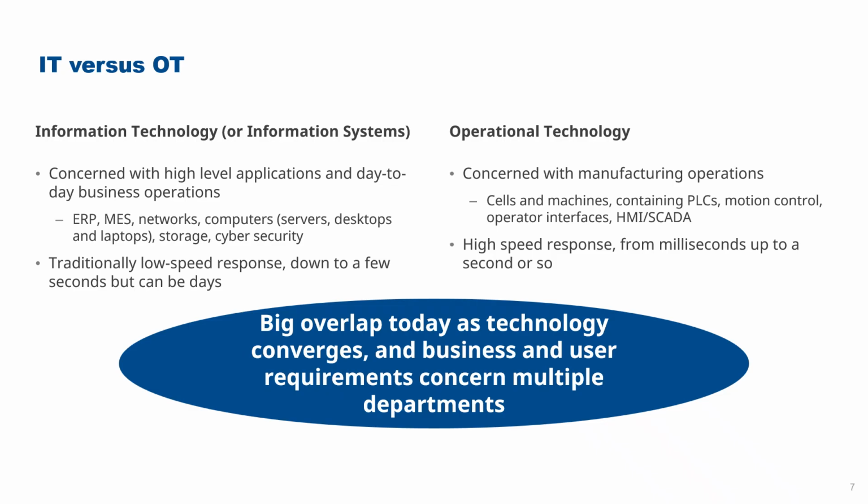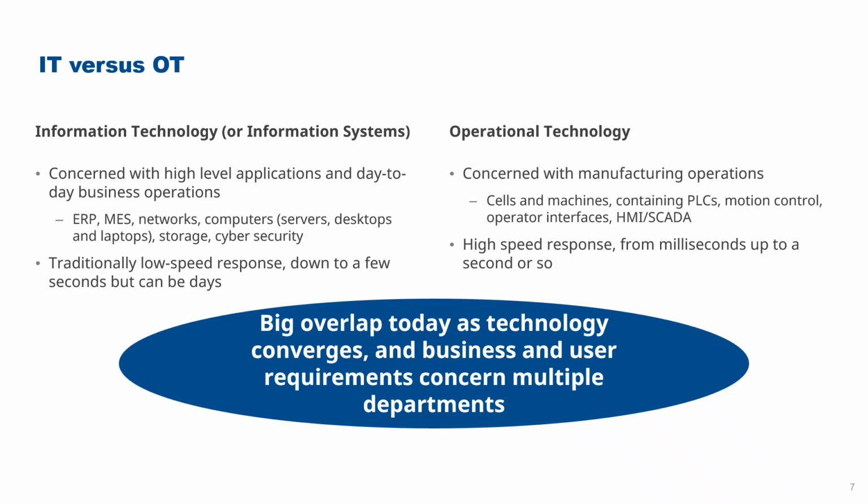Operational technology is very different. This is normally concerned with your manufacturing operations. So these are your cells containing your machines, which in turn contain the PLCs, the motion control, the operator interfaces, the HMI SCADA. This could also include robots and CNCs, and it might include the operators themselves who are actually performing operations on these machines. Typically with these you need a much higher response. It's often milliseconds, so if you're controlling a high-speed machine you might want a millisecond or 2 millisecond response. And if you're looking at operator responses, they might be a bit slower, but it's normally much faster than the traditional IT response time.